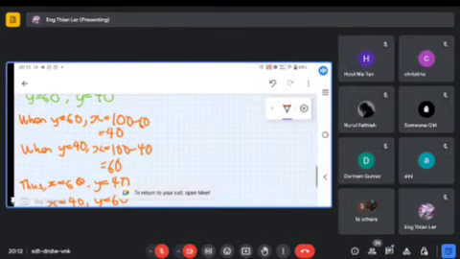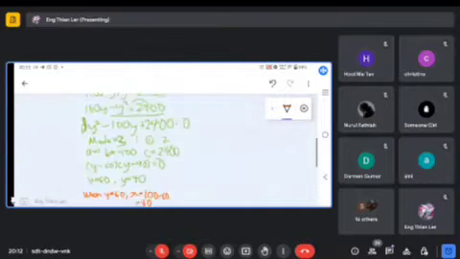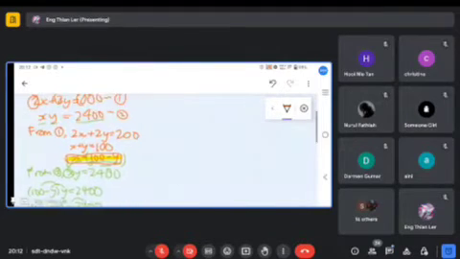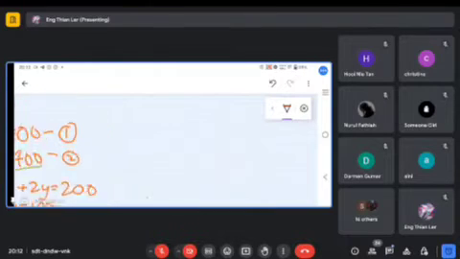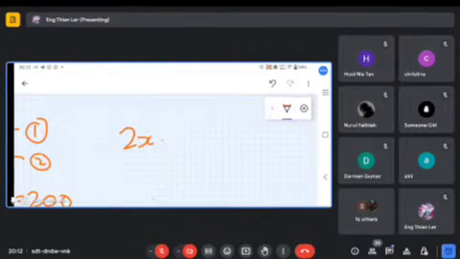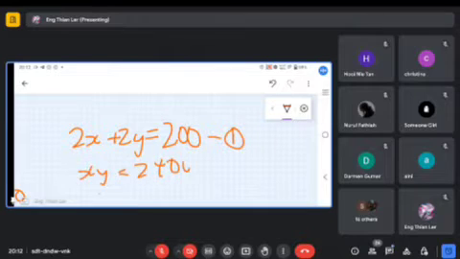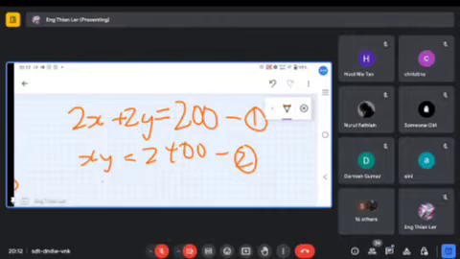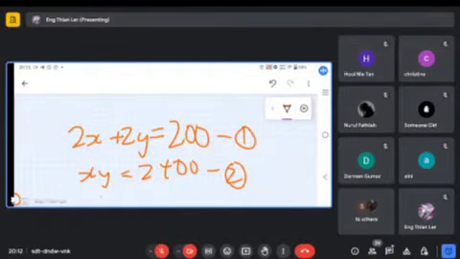All right. So now we are going to do the same thing, but this time we will use elimination if the question is asking for it. So now we will write the same equation again. 2x plus 2y equal to 200. xy equal to 2400. Okay, so now we are going to use the elimination method. So how are we going to do?